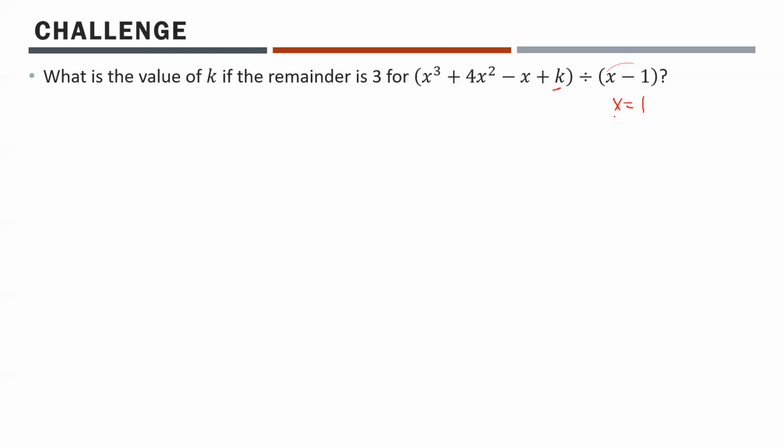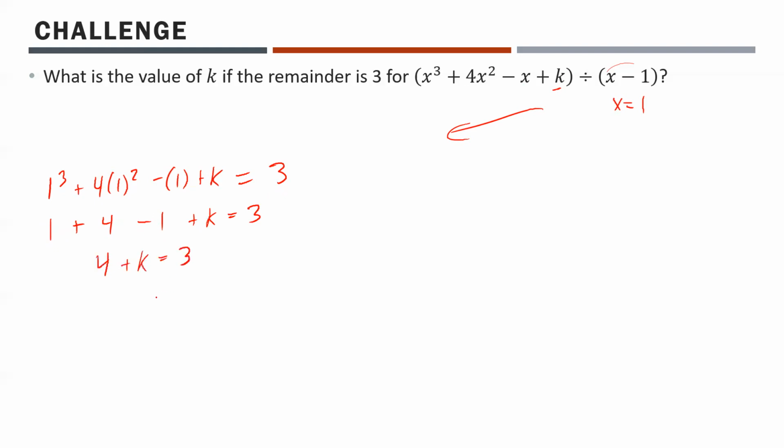Let's give it a try. If I plug in x as 1, this gives me 1 cubed plus 4 times 1 squared minus 1 plus k, equals the remainder, which we were told is 3. Let's clean this up a little bit. 1 cubed is just 1, plus 4 times 1 squared is 4, minus 1 plus k equals 3. Cleaning the left-hand side up: 1 plus 4 is 5, minus 1 is 4. So we have 4 plus k equals 3.